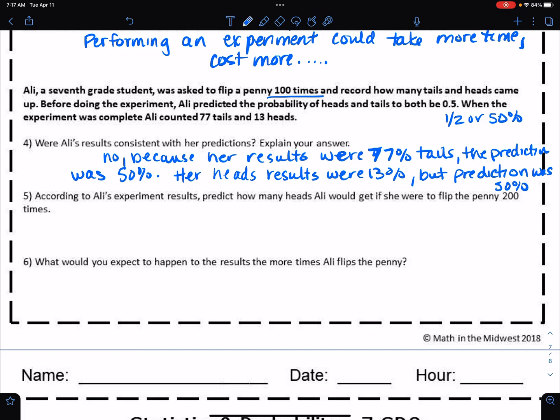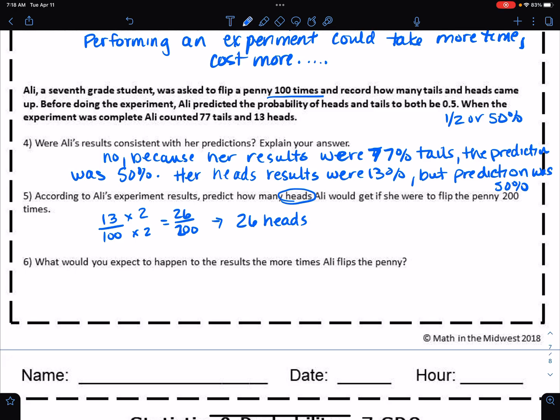According to Allie's experiment results, predict how many heads Allie would get if she were to flip the penny 200 times. Her original results were 13 out of 100. If she did it again, according to her results, it would be 26 heads. Basically, that assumes she's going to just get 13 again out of another 100.